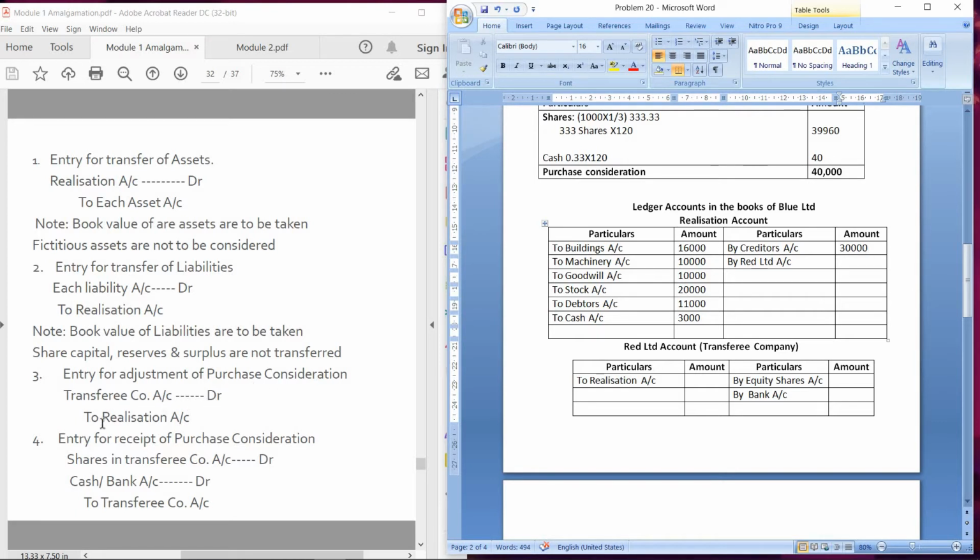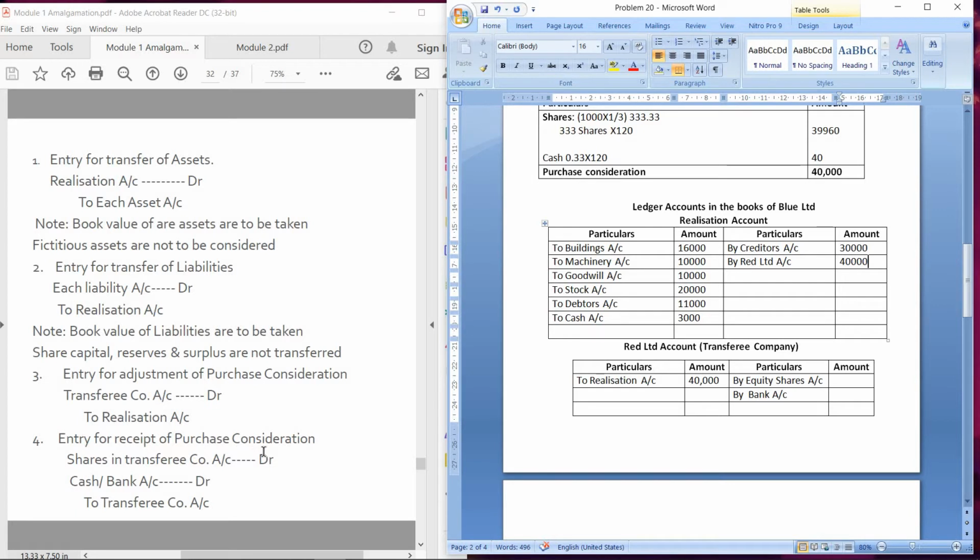Now the third entry is for adjustment of purchase consideration. Transferee company account debit to realization account. Amount is the amount of purchase consideration, which is 40,000. So we will write it here. Same entry will be posted in realization account. By Red Limited account, amount is same 40,000.